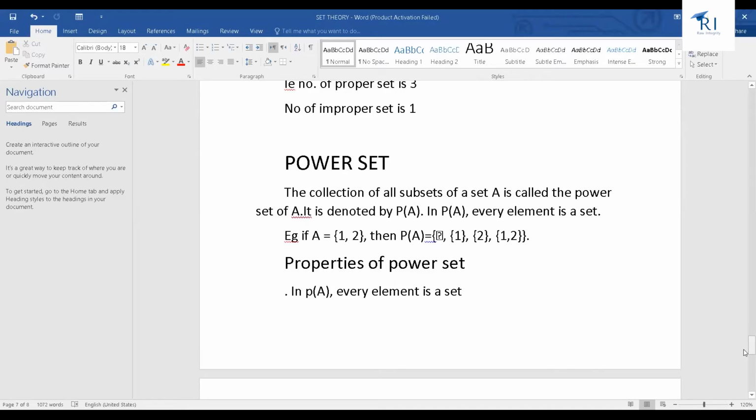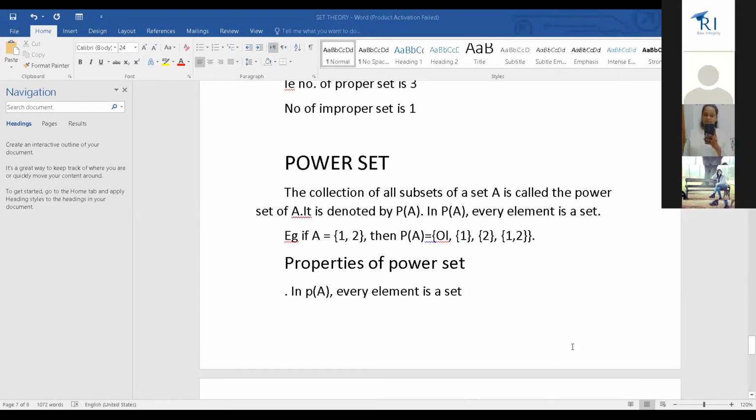That's all for proper and improper set. Now we have power set. What is power set? Power set is the collection of all the subsets of set A. How do we write power set? We write P of A. P of A is the power set of set A. For example, we have set A as 1, 2. Now we're going to write the subsets: the null set, 1, 2, and 1, 2. All this is known as the power set of the set A.